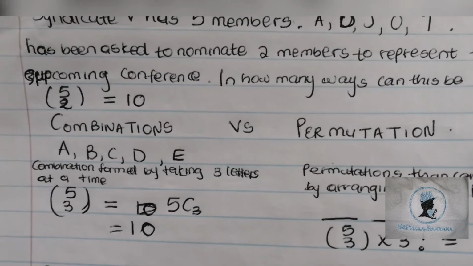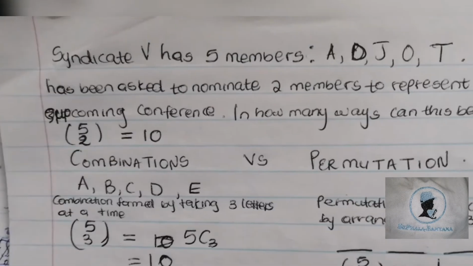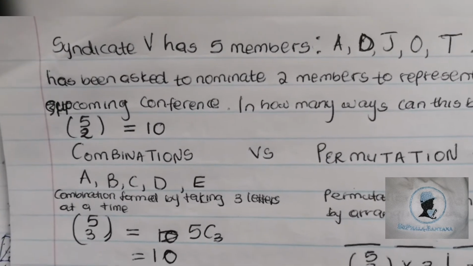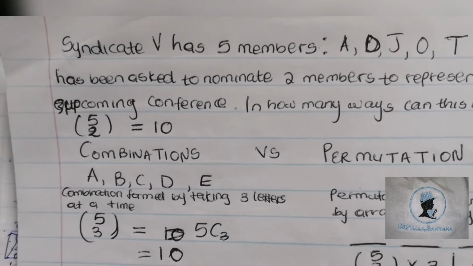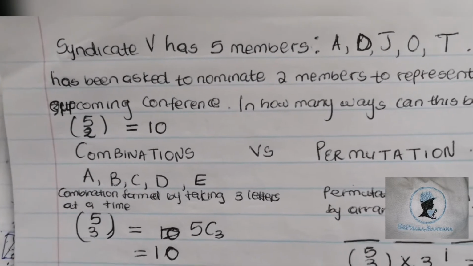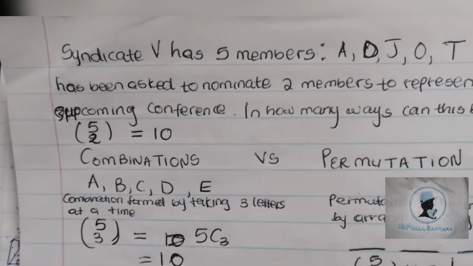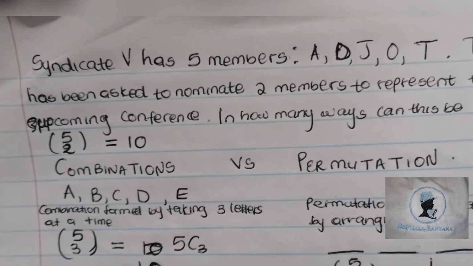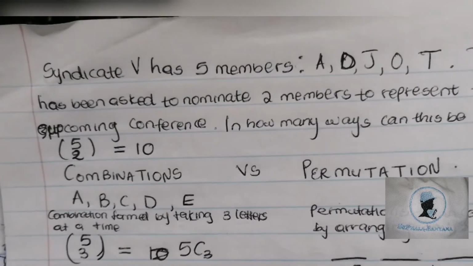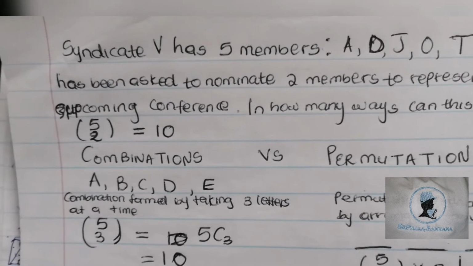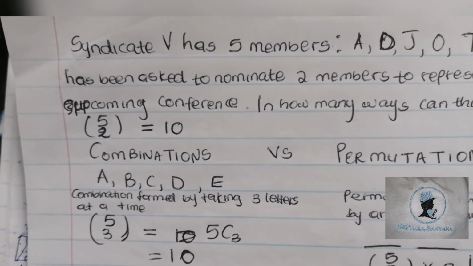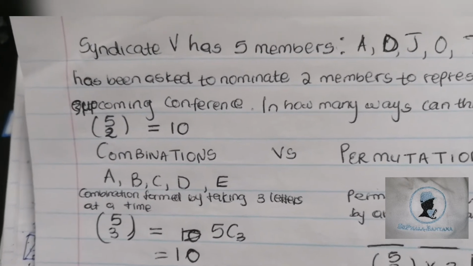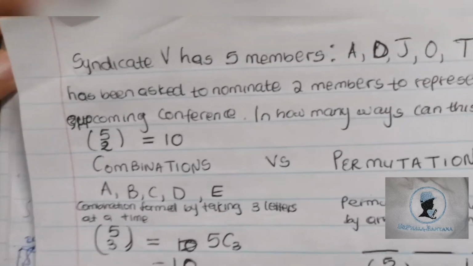It says syndicate V has 5 members. Whatever 5 names you can come up with, it doesn't matter. The syndicate has been asked to nominate 2 members to represent them at an upcoming conference. In how many ways can this be done? So we have 5 members and 2 of them have to be nominated in order to represent the syndicate in an upcoming conference.